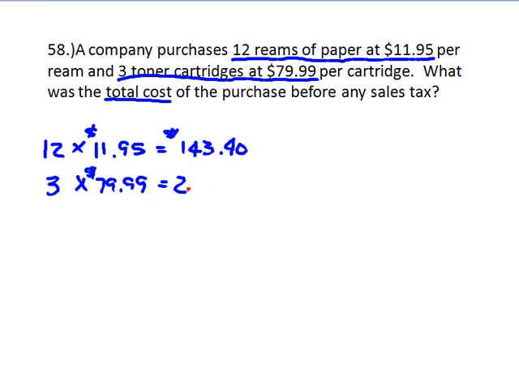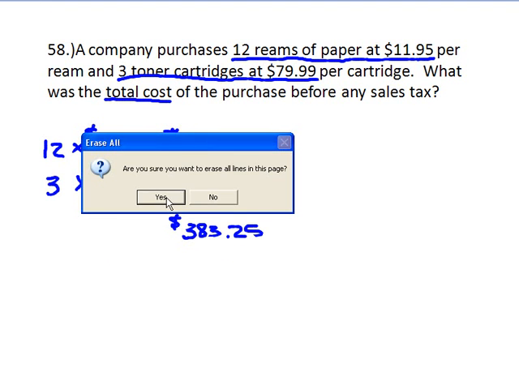That should give us a total of $239.85, and we'll include our dollar mark. We add these together, and that should give us our total purchase. $383.25. So we've added the purchases together. Okay. This concludes this video lecture.